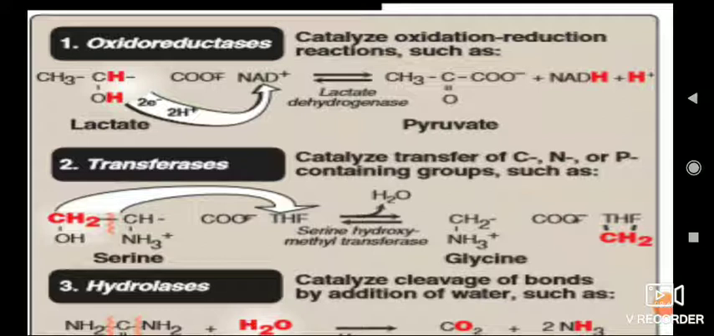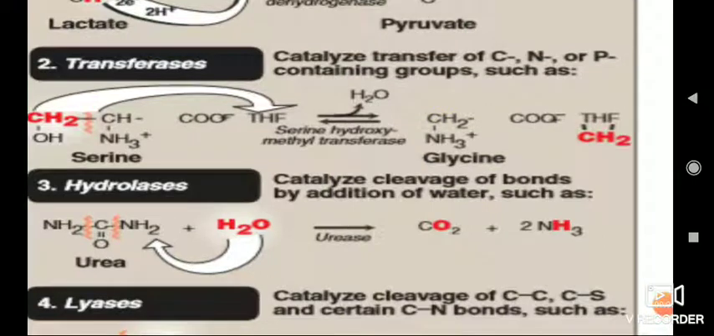So these kinds of reactions, in which there is oxidation of one part of the reaction and reduction of the other part of the reactants, are called oxidoreduction reactions, and these are catalyzed by oxidoreductase enzymes. The second class of enzymes are the transferases, and its example given is serine hydroxymethyl transferase. Transferases, as their name suggests, catalyze transfer of carbon, nitrogen, or phosphate containing groups, as seen in this example, where the CH2 of serine is being transferred to THF and glycine is formed.